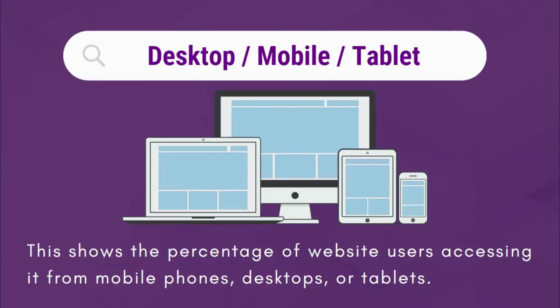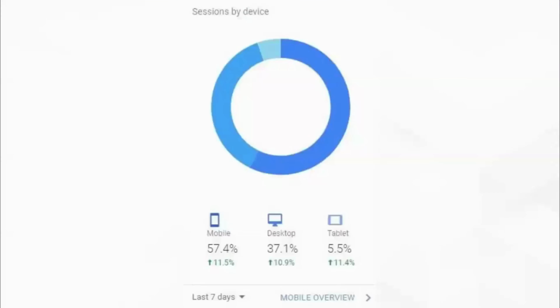This tool will determine the percentage of male and female website traffic. You can also see through which particular device the user is checking our website. This shows the percentage of website users accessing it from mobile phones, desktop, or tablets. Here is a real-time example. 57.4% of people use mobile phones, 37.1% use desktop, 5.5% tablets. This is the analytics of one particular website. You might get something different. This is just an example.